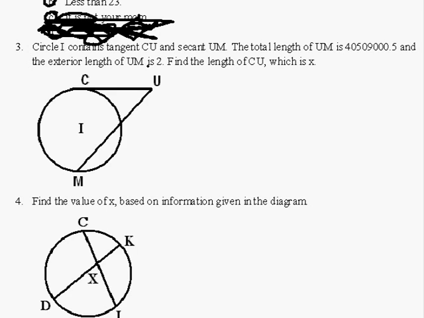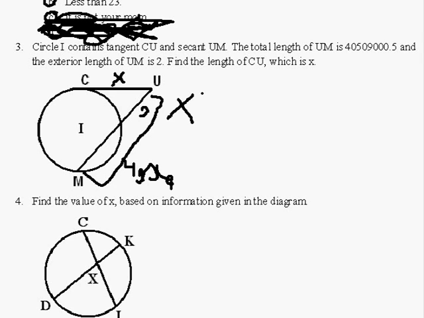Circle I contains tangent CU and secant UM. The total length of UM is over 4,000, and the exterior length of UM is 2. Find the length of CU, which is x. Well, first of all, that means you got this x bullshit right here, and the whole thing is over 4,000. And this was 2.